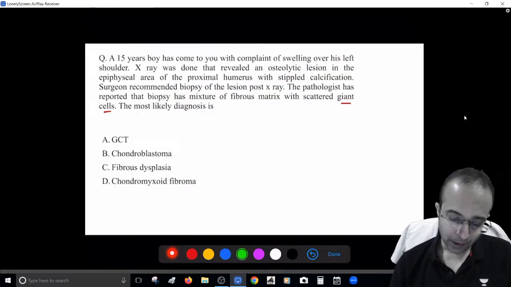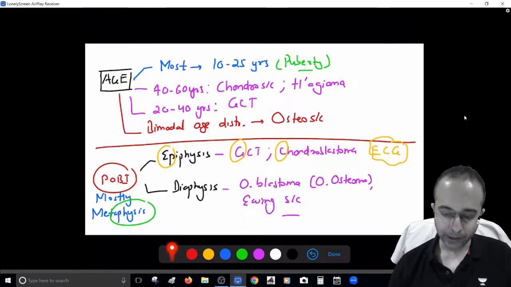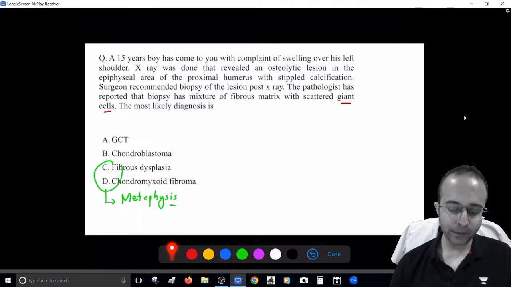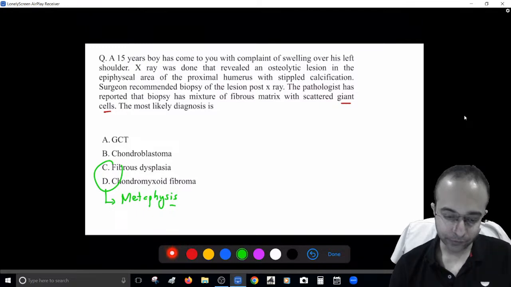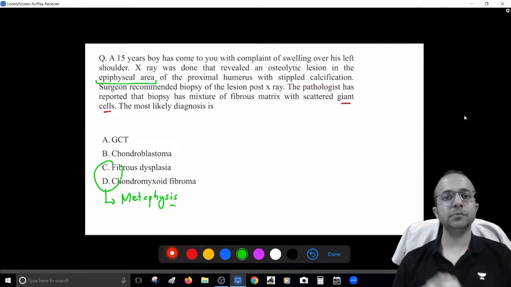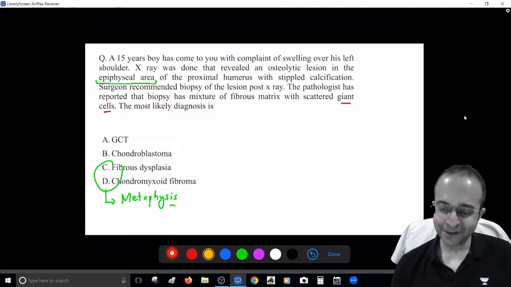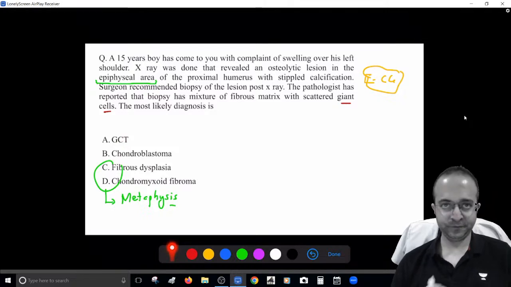See, fibrous dysplasia, chondromyxoid fibroma. There will be metaphyseal tumors. ना ये epiphysis वाली लिस्ट में है, ना ये diaphysis वाली लिस्ट में है, दोनों. Clear with that? So ये वाले tumors तो metaphysis वाले, and it's clearly written lesion is an epiphyseal lesion. So they are out. Now these are epiphyseal tumors, ECG, mnemonic. Remember the mnemonic for epiphyseal tumors, ECG. So they both remain in the game.